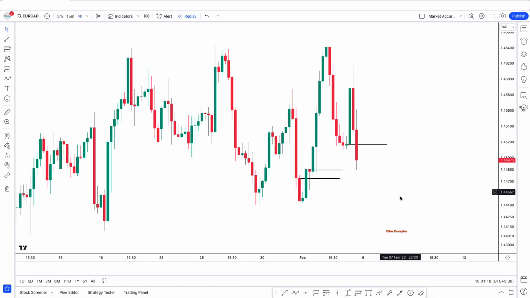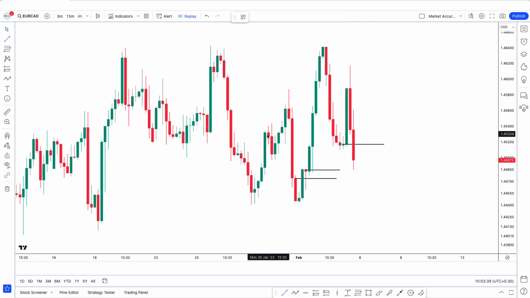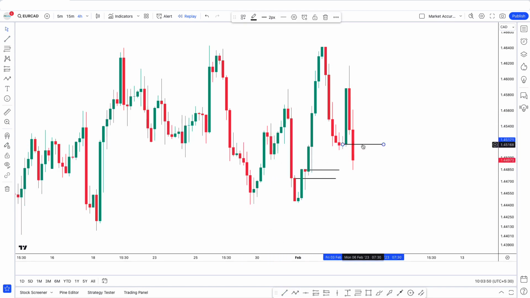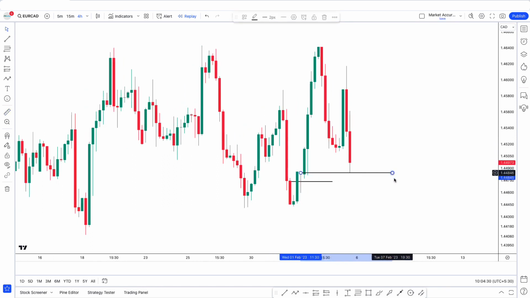Let me show you some other examples of order blocks. So this one was an order block right here. And this one was an order block here as well. This right here, but it didn't get respected. So anyways, what we do now is we have two order blocks marked out. So this one and this one.